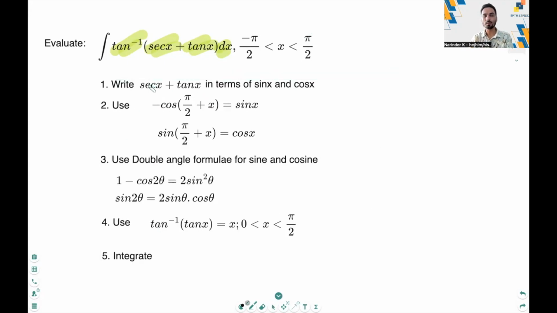Number 1, we'll write sec x plus tan x in terms of sine and cos. Number 2, we'll convert sine x and cos x by using the pi by 2 plus x formula. Number 3, we'll use the double angle formula for sine and cosine. Number 4, we'll use the formula tan inverse of tan x equals x, where x lies between 0 and pi over 2. And number 5, we'll integrate.